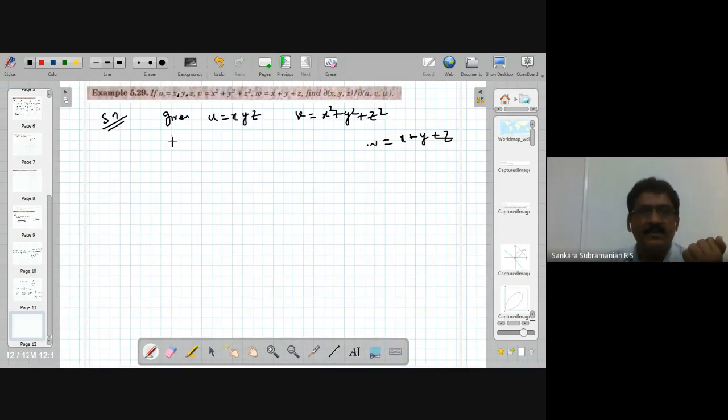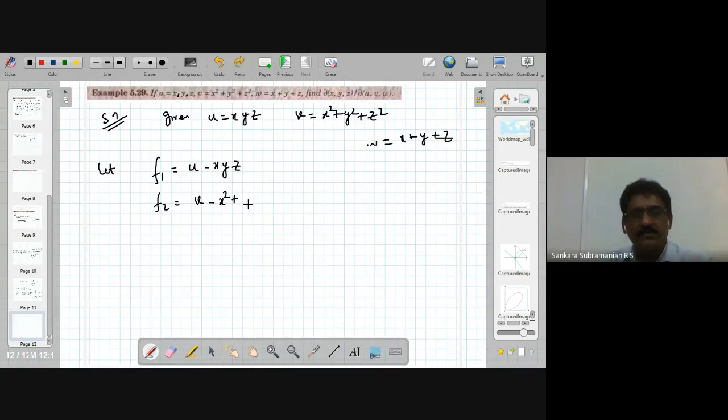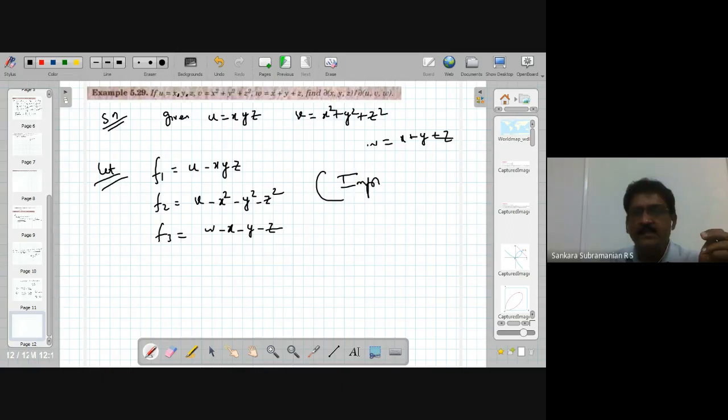How can we write the implicit function? Bring everything to one side and make it 0. Let f1 equal to u minus xyz. Let f2 equal to v minus x square minus y square minus z square. f3 equal to w minus x minus y minus z. So we are writing it as an implicit function.